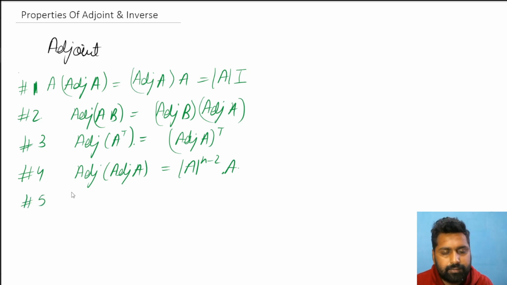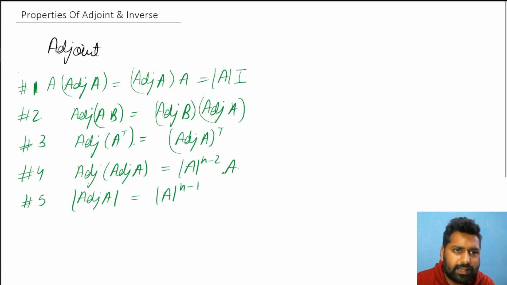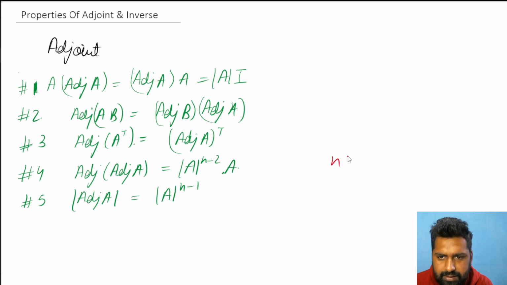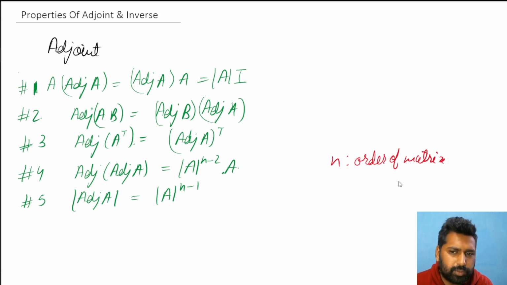Next property is that suppose we are calculating determinant of adjoint A. Okay, this is determinant of adjoint A. I have put the mod, but I explained that mod is a symbolic notation for determinant effectively. This is directly equal to mod A raised to power n minus 1. Okay, I have introduced n here. What's n, if anyone is wondering? n is the order of the matrix. So if it's a 2 cross 2 matrix, n will be 2. If it's a 3 cross 3 matrix, it will be 3.